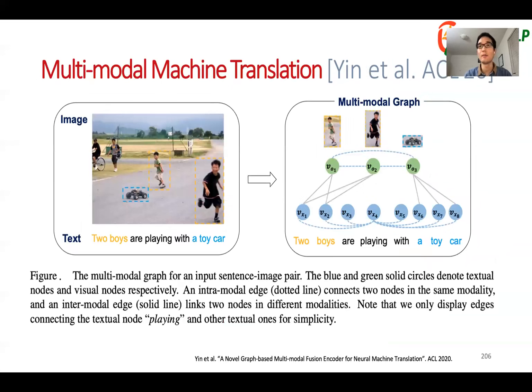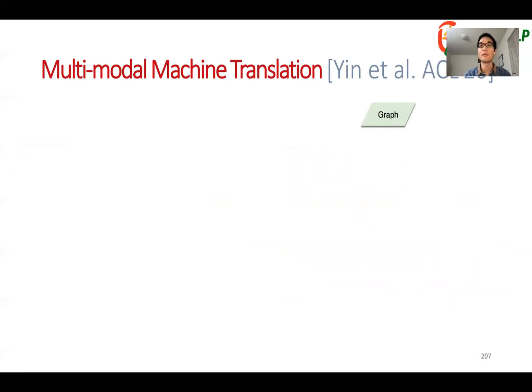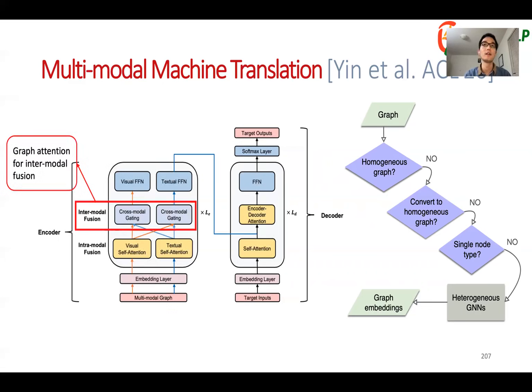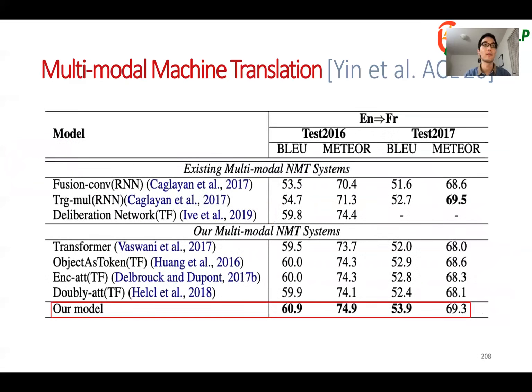And this ACL20 paper focused on the multi-modal machine translation task, which in addition leverages the visual information to guide the machine translation. The authors constructed a multi-modal graph where all the vision nodes are fully connected, all the textual nodes are fully connected, and the edges between the visual nodes and the textual nodes were established based on certain domain knowledge. As for graph representation learning, they applied a heterogeneous GNN which employs graph attention for intermodal fusion. And the experimental results showed that their model performs better than the previous models.